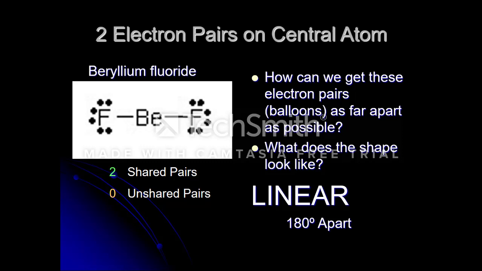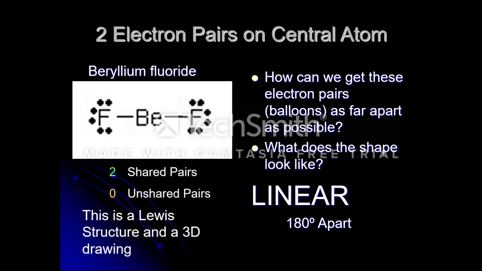So the two shared and 0 unshared pairs will always form a linear shape. Okay, and that's what your Lewis structure looks like, and also how we would draw it in 3D. We're not going to focus on how to draw it in 3D today. I'm just going to skip over that part of the PowerPoint, so just bear with me.